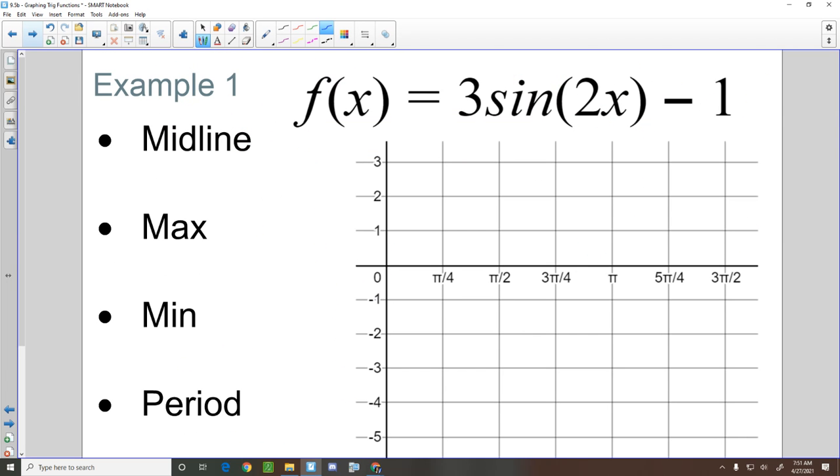All right, so let's try putting this together. I've got 2 examples. I'm going to work with you, and then I've got a whole bunch of practice problems for you to try on your own, or with a partner.